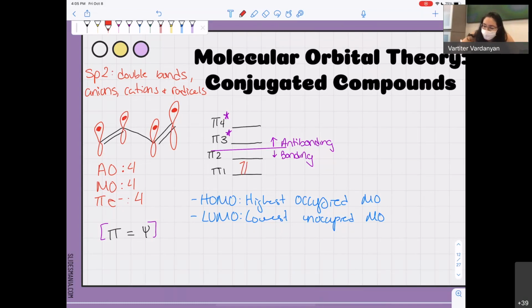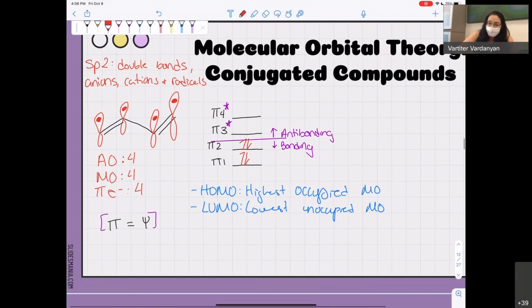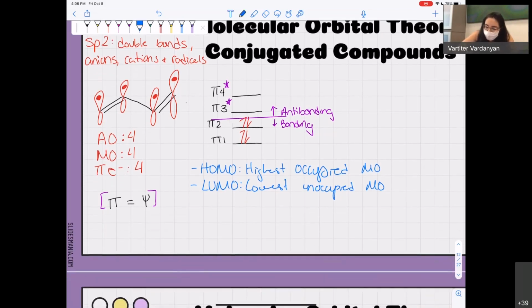So we have 1 electron, 2 electrons. Cool, now it's happy, we can move on. 1 electron, 2 electrons. Now we're done. We ran out of electrons. So the lowest number that's empty is pi 3, so pi 3 is the LUMO. The highest number that has an electron in it is pi 2, so that is the HOMO. Ta-da! And this is all in the ground state.